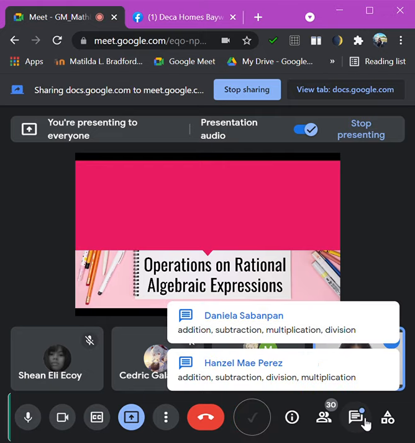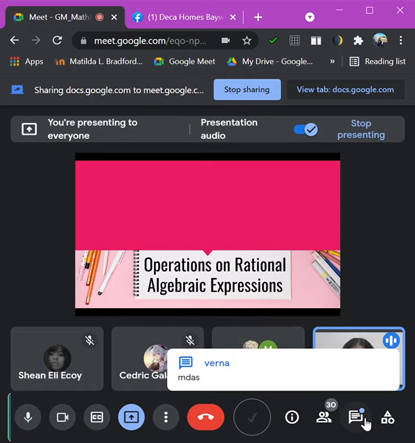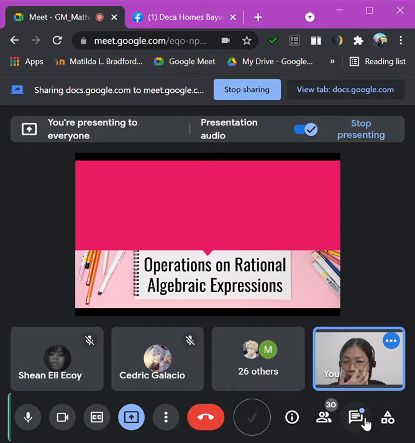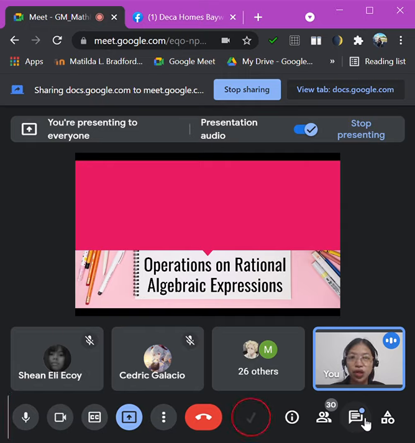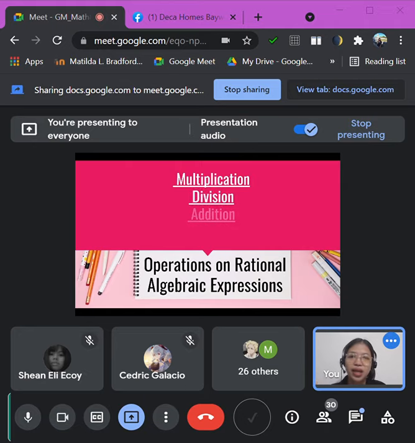Okay, very good from Sobanpan and Perez. We have from Verna as well. So we have addition, subtraction, multiplication, and division. So we are going to do these four operations in our rational algebraic expressions. But here, we're going to start with multiplication, division, addition, and then the subtraction.